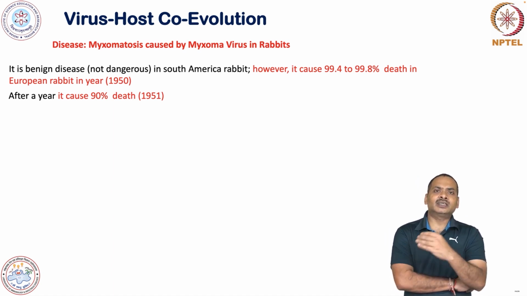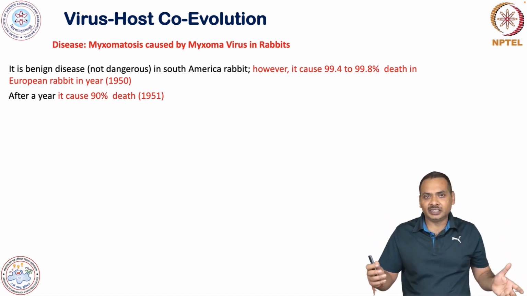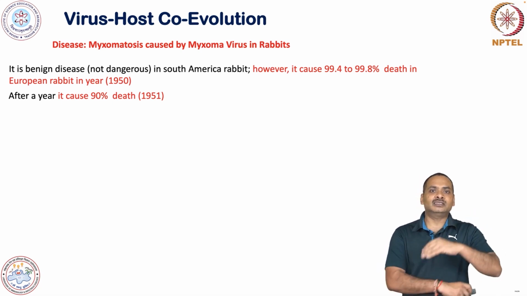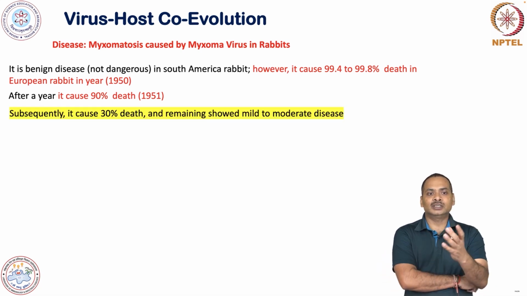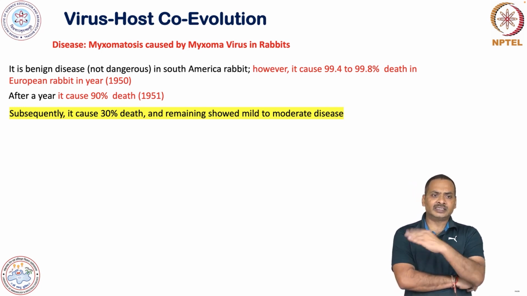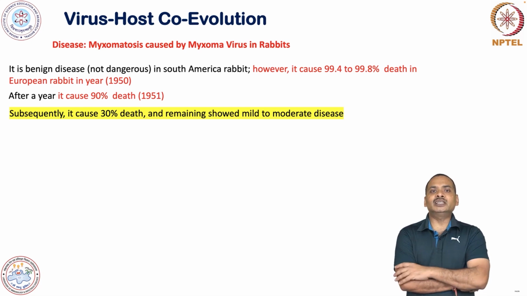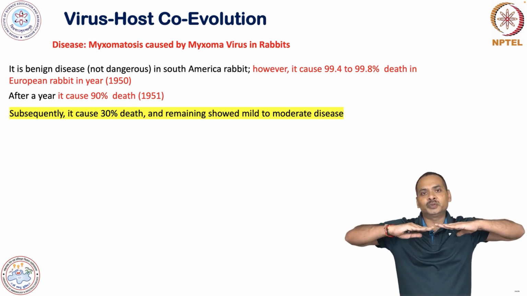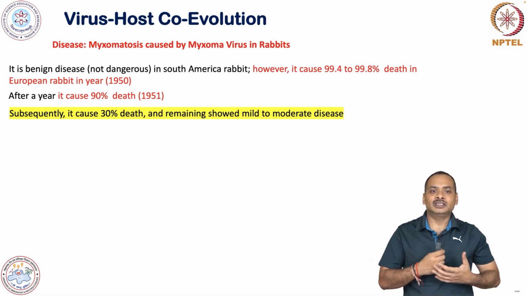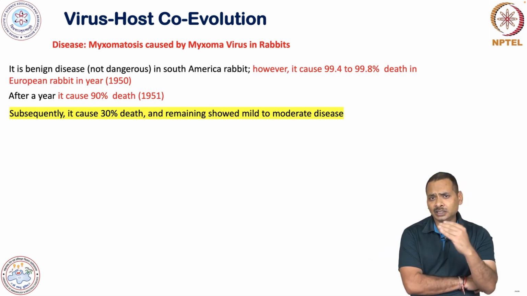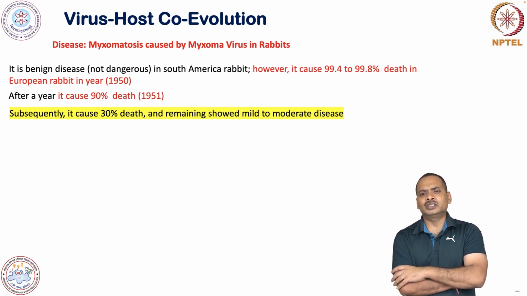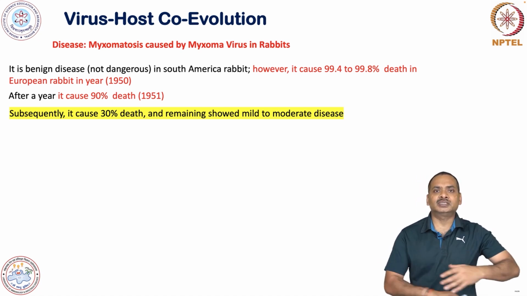After a year, it caused... Initially there is a 99% fatality, but if they keep on infecting, then the fatality is reduced. It's about 90% in 1951. Okay, the next year, and subsequently it came to an equilibrium stage. Only 30% death was there. Okay, and this 30% death shows very mild and moderate disease. They don't cause very severe disease.